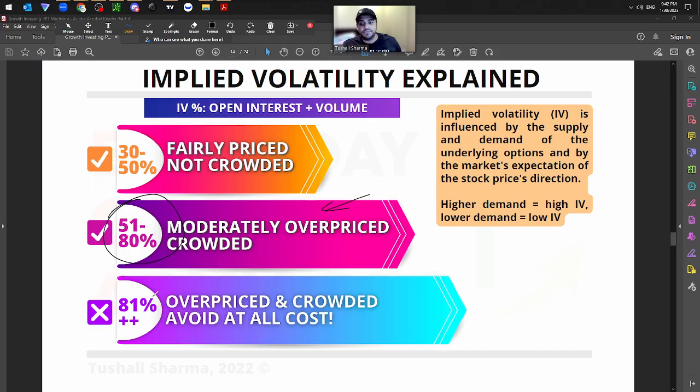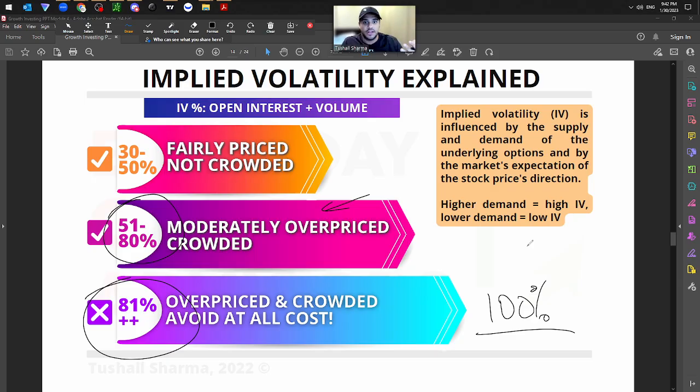Then lastly, if something is 81% plus, just ignore it. These are overpriced and overcrowded. Avoid these at all costs. One of the biggest mistakes you would ever make, that you're not even realizing, is buying option contracts that are 100% plus IV. These are typically trades where everybody's like, oh my God, look, this stock is moving. For example, last week when Tesla was trading after earnings, it was trading at almost 150 to 200% IV, and everybody was still buying contracts.